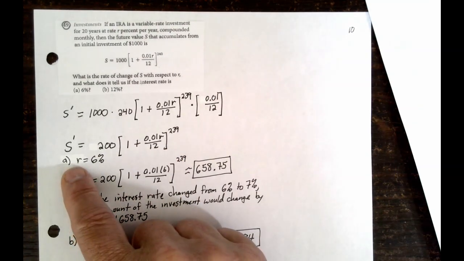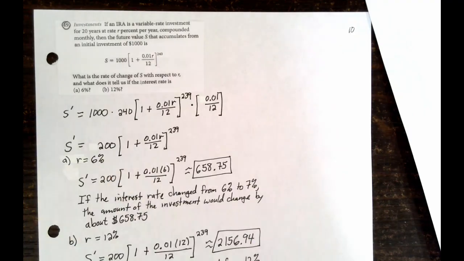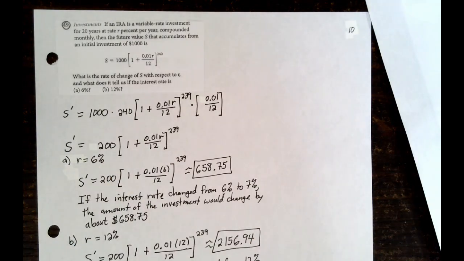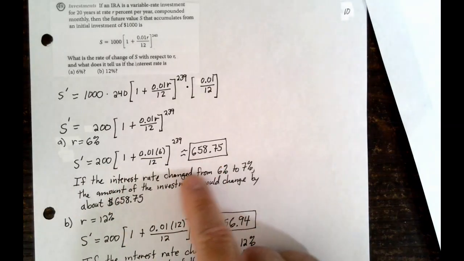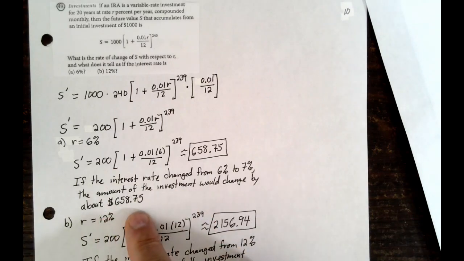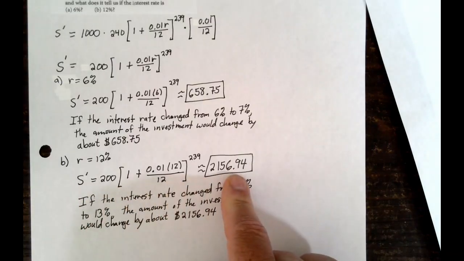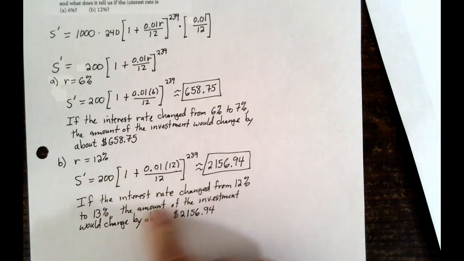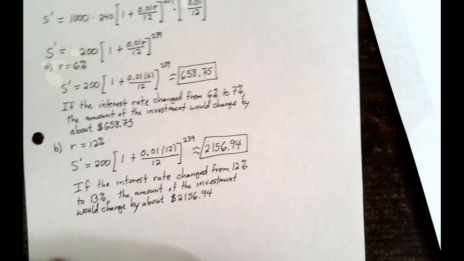And now here they ask you to find, if the interest rate is 6%, what is the rate of change of S? Normally when you think in mathematics with interest rates, you want to write it as 0.06, but they actually want you to use the number 6. So you plug 6 in here, and you get, if the interest rate changes from 6% to 7%, the amount of investment would change by $658.75. Then here you plug in 12, and you get this number. And so if the interest rate changed from 12% to 13%, the amount of the investment would change by $2,156.94.